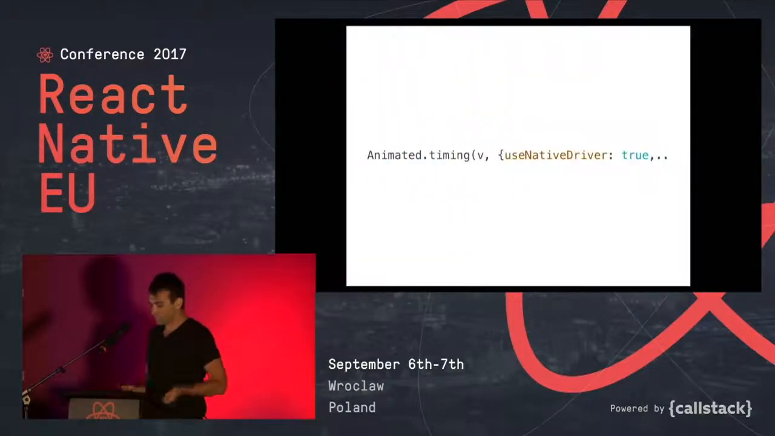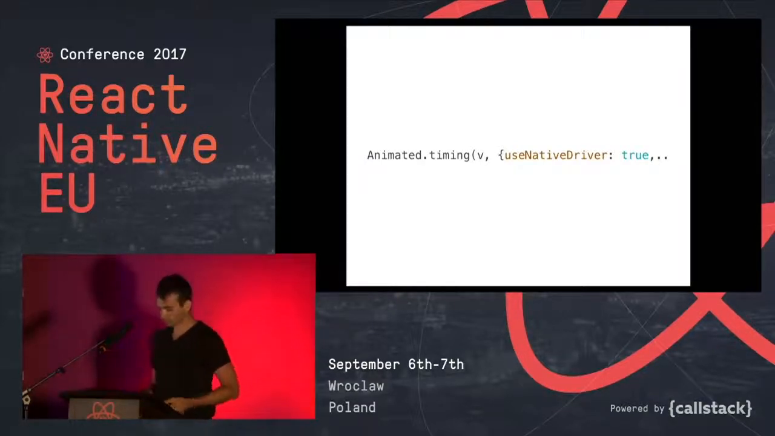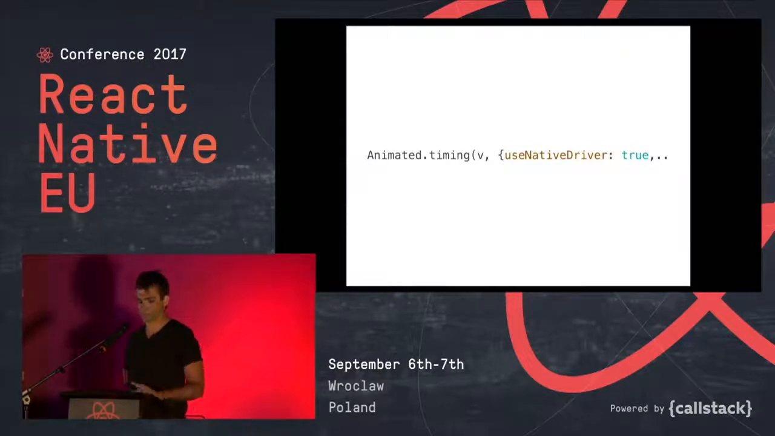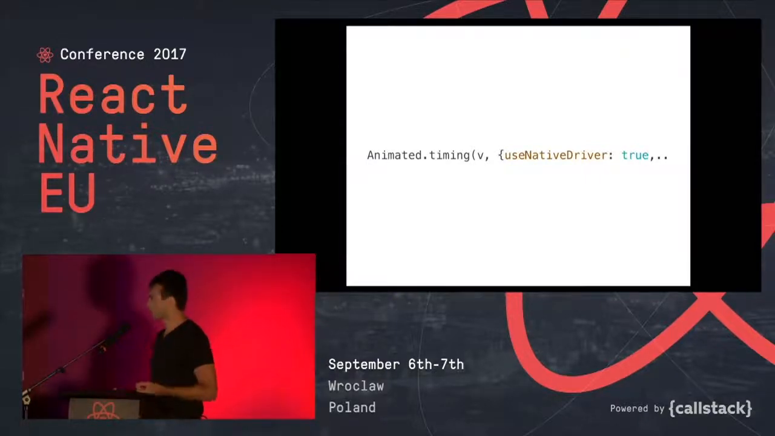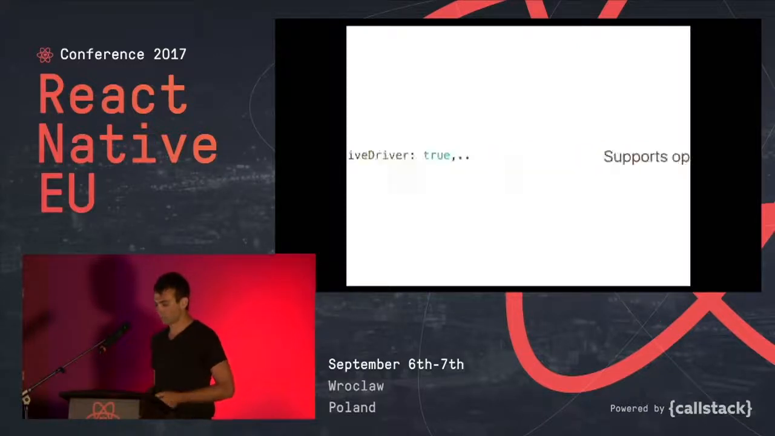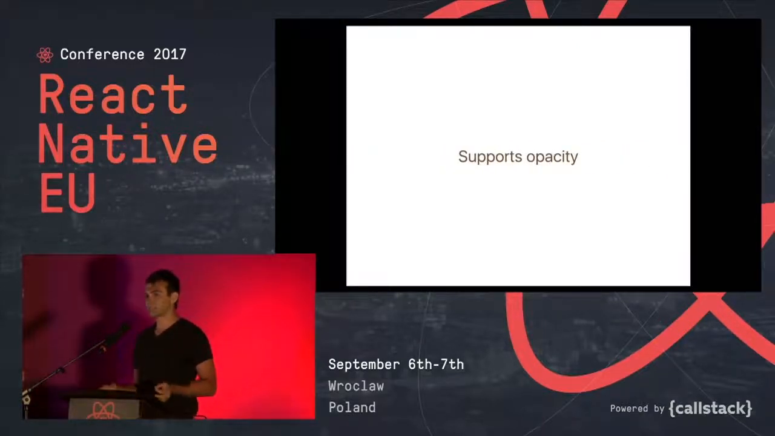Now, it's extremely easy to use. All you do is you set use native driver at the place where you're driving the transition. So here we've got it on our animated timing, but it also works on animated spring, etc. And this works really great for things like opacity and transforms, but it doesn't support all of the sorts of things that we're used to animating in React Native.